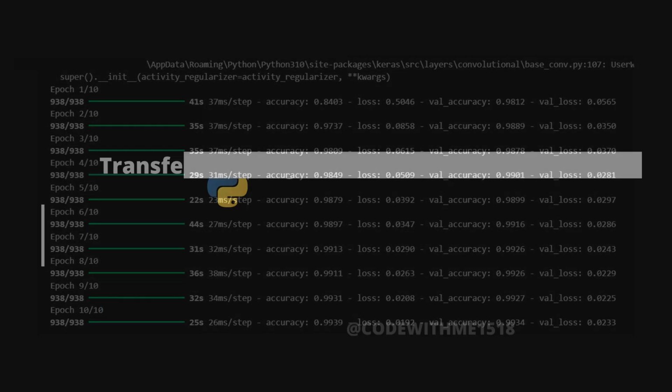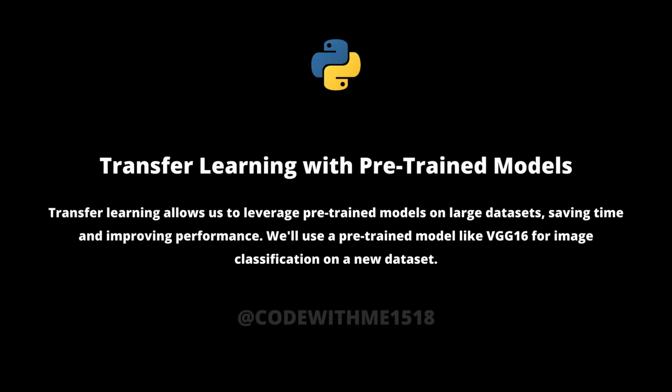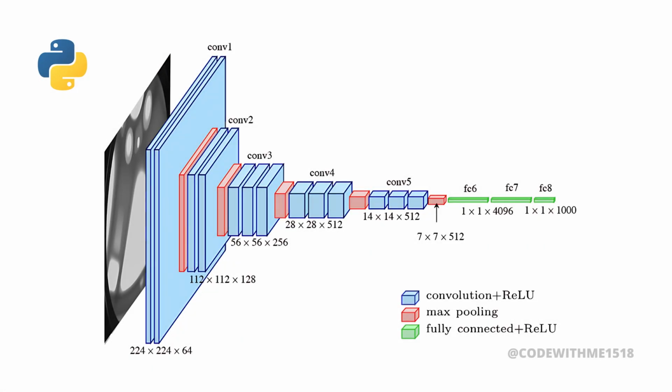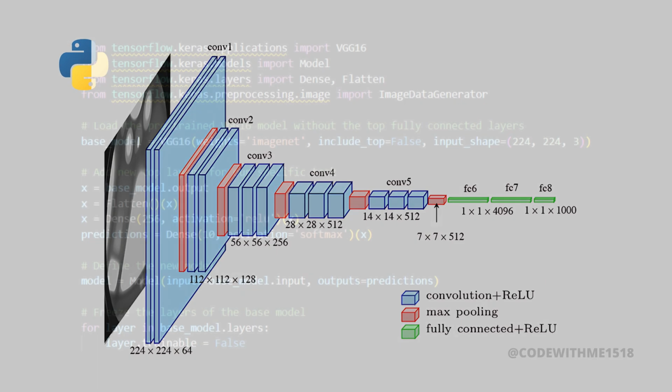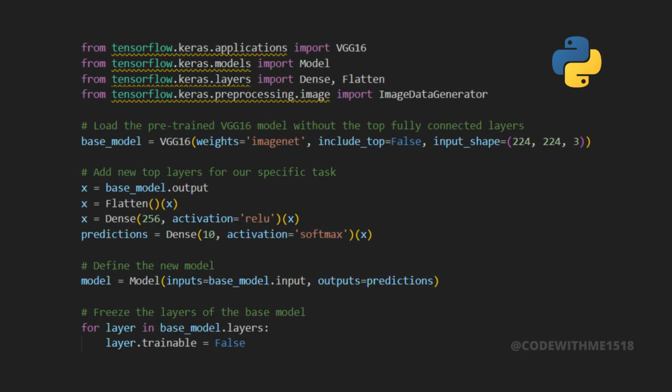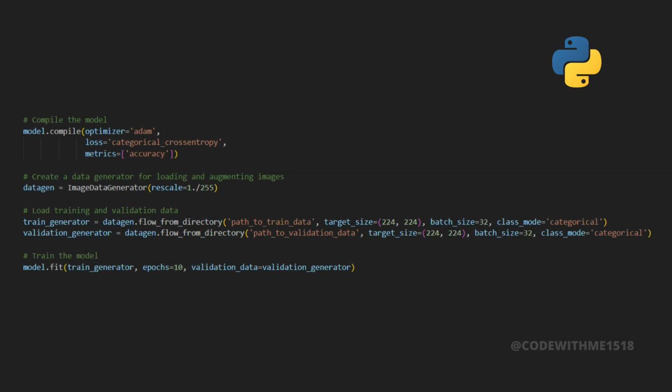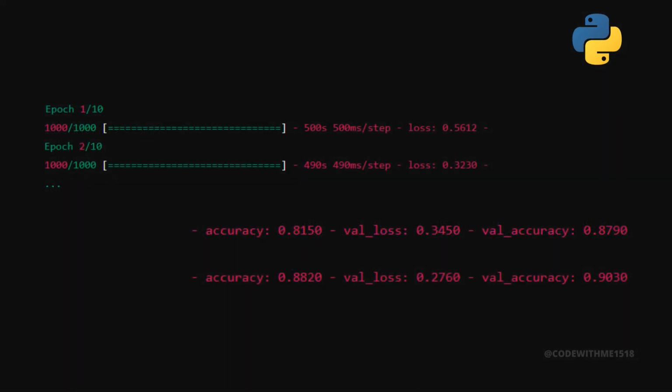Transfer learning allows us to leverage pre-trained models on large datasets, saving time and improving performance. We'll use a pre-trained model like VGG16 for image classification on a new dataset. Let's import the VGG16 model and fine-tune it for our task. By leveraging the VGG16 model, we can achieve high accuracy with significantly less training data and time. This is the power of transfer learning.